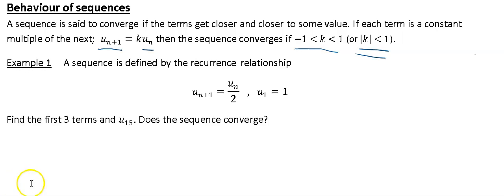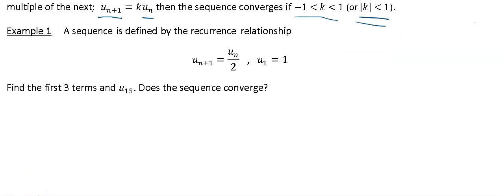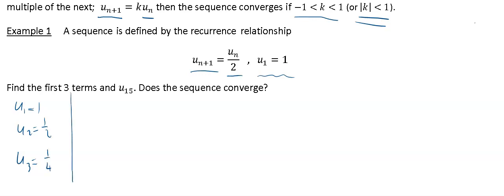So let's have a look at an example of how this might work. It says a sequence is defined by the recurrence relation u(n+1), so that's to get your next term, you divide your previous term by 2, and it tells you your first term is equal to 1. Find the first three terms. That's dead easy. Your u1 is equal to 1, your u2 is 1 divided by 2, and your u3 is half divided by 2, which is a quarter. The next bit asks me to find the 15th term.